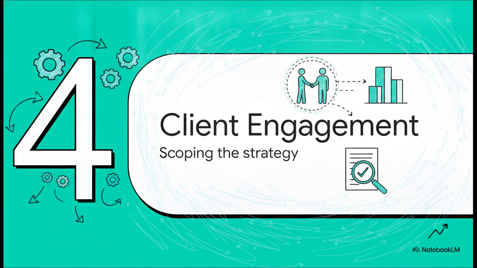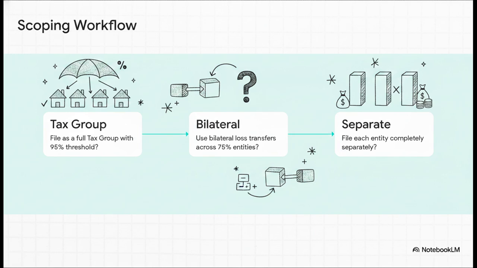Okay, so let's pivot from tax theory to the real-world scoping of your client engagement. Let's see how this builds into the practical conversation you have to have with your client. During the scoping phase of any engagement with a multi-entity client, you basically have to guide them through this exact three-step decision tree. Number one, do we want to file as a full tax group, assuming we even meet that 95% threshold? Number two, if not, do we want to remain separate but actively use bilateral loss transfers across our 75% owned entities? Or number three, do we just play it simple, file each entity completely separately, and silo their profits and losses? You really can't begin your work until this specific path is chosen.